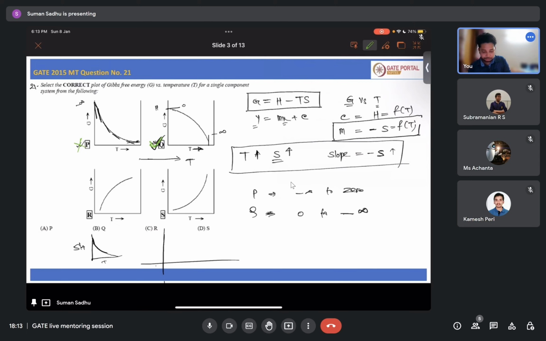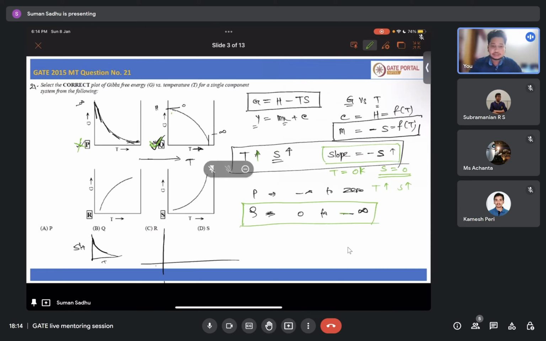So this is wrong, as in both the cases G is decreasing, but you also have to see how the slope is changing. Slope should be more negative, because as you are increasing temperature, your entropy is increasing. At T equal to 0 Kelvin, at absolute temperature, it is assumed that entropy is 0, and then as you increase temperature, entropy increases. So the slope at T equal to 0 will be 0, and then it will increase in the negative direction because the slope is minus S. Is it clear to everyone?